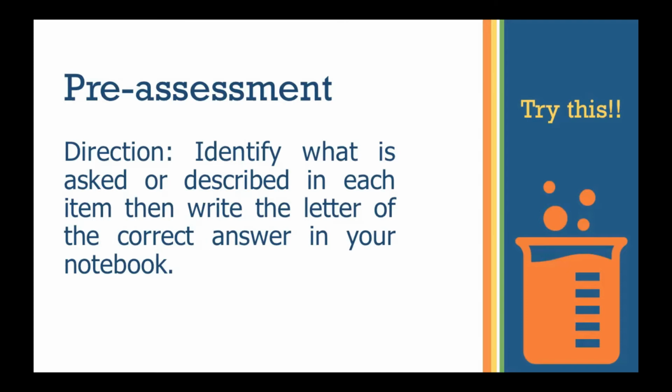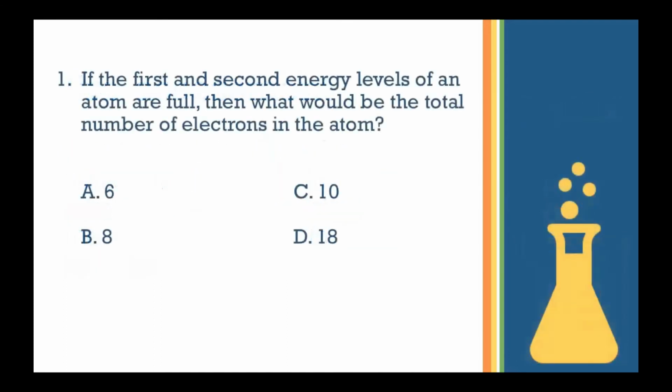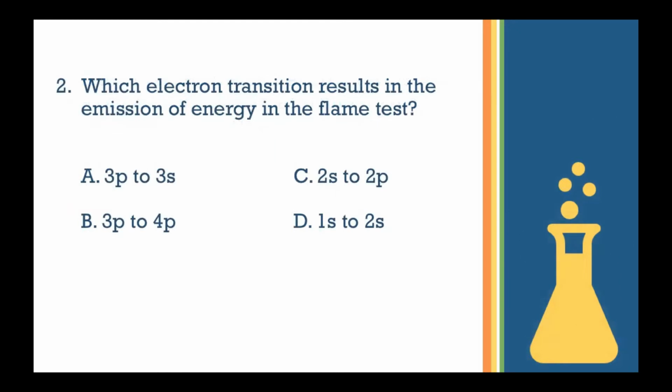Direction: identify what is asked or described in each item, then write the letter of the correct answer in your notebook. Number 1. If the first and second energy levels of an atom are full, then what would be the total number of the electrons in the atom? A 6, B 8, C 10, D 18. Number 2. Which electron transition results in the emission of energy in the flame test? A 3p to 3s, B 3p to 4p, C 2s to 2p, D 1s to 2s.